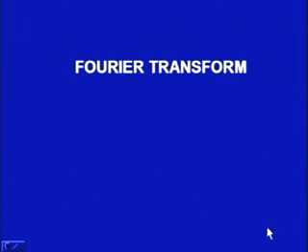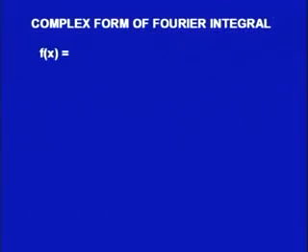Now, come to the Fourier transforms. Before coming to the Fourier transform, let us have, as we have done in the Fourier series, the complex form of Fourier series. We had found the Fourier sine transform and Fourier cosine transform when we converted the Fourier sine series or Fourier series into integrals. Now, let us convert the complex form of the Fourier series into an integral. So, the complex form of Fourier integral.